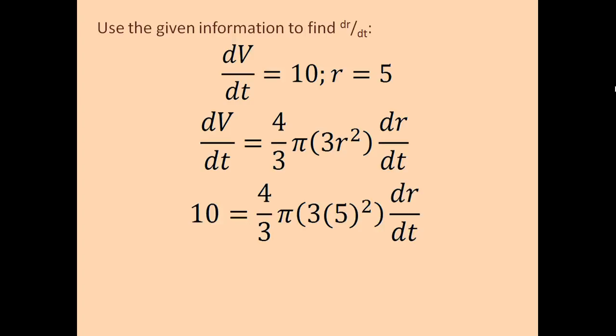So now if we just plug our values into the equation, we have 10, which is dV/dt, equals 4/3 pi, 3 times the radius, which is 5, squared times dr/dt. And you'll notice now that dr/dt is the only unknown in our equation. So if we go through the algebraic steps, we find that dr/dt equals 2/15 pi centimeters per second.